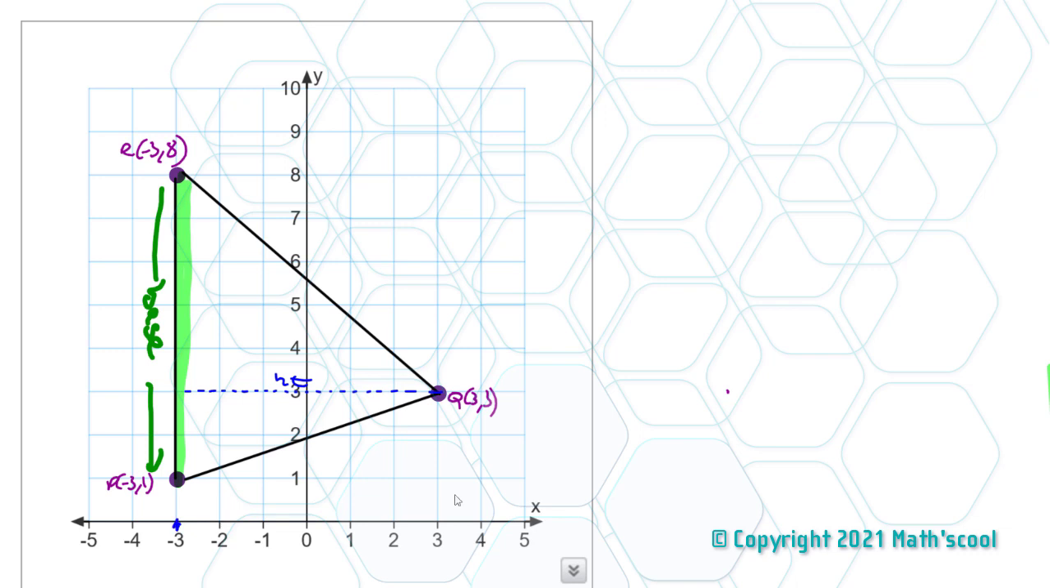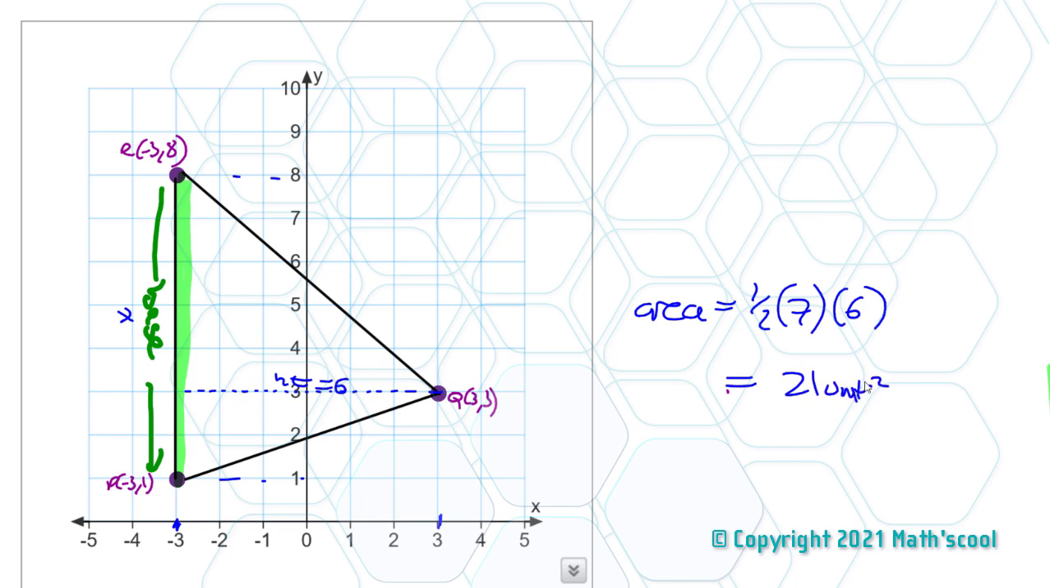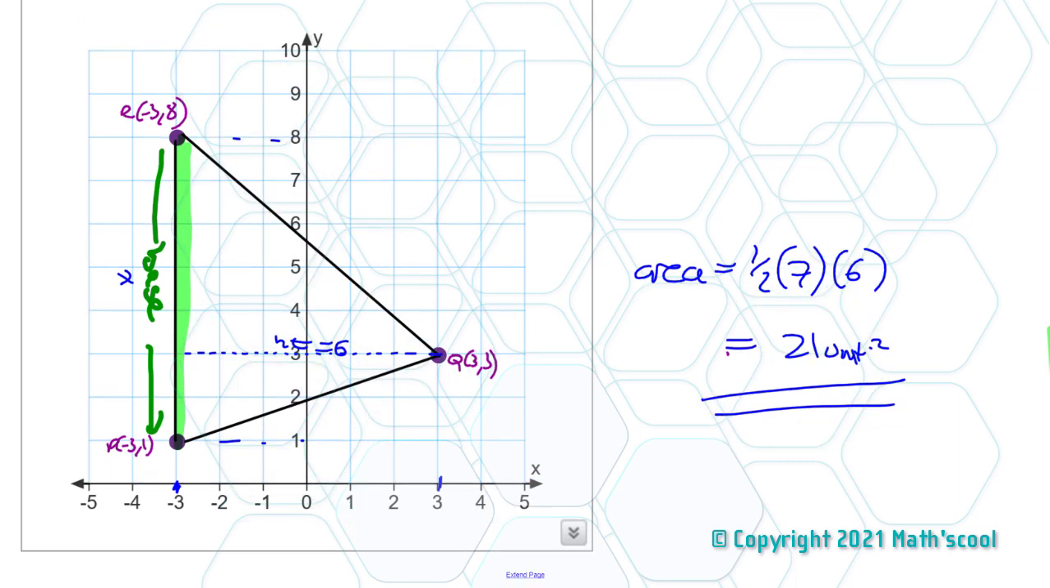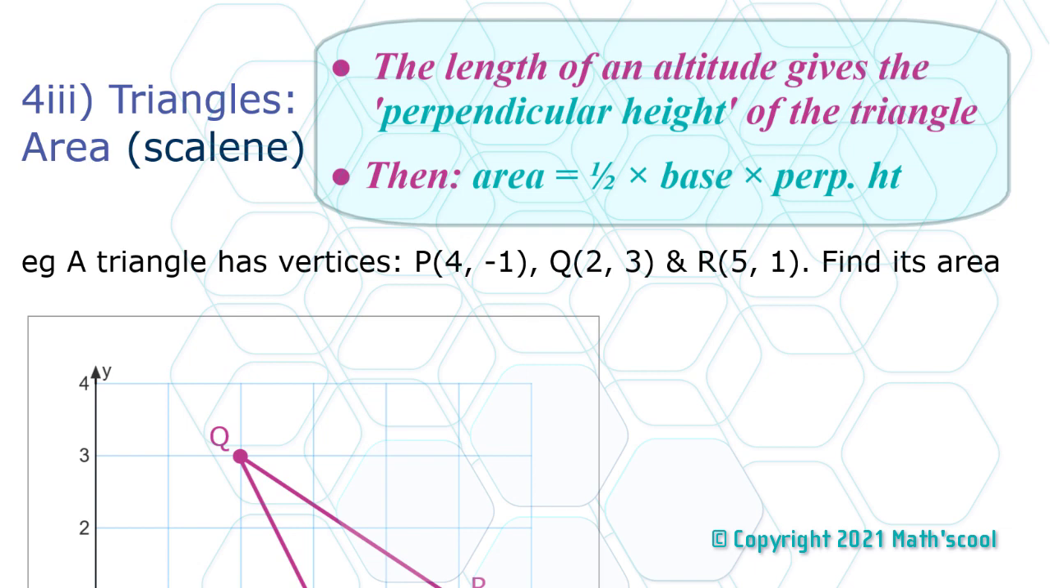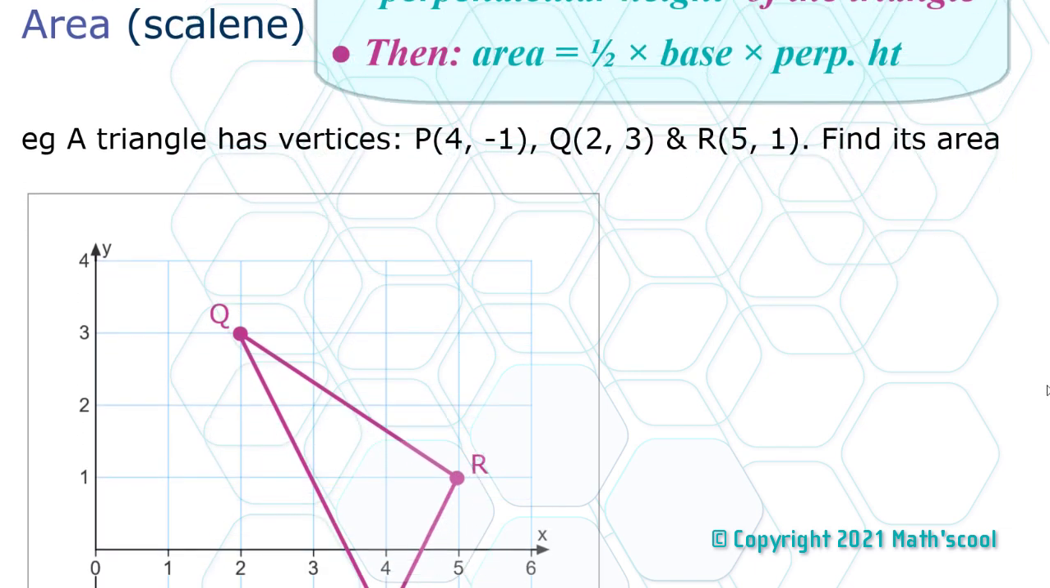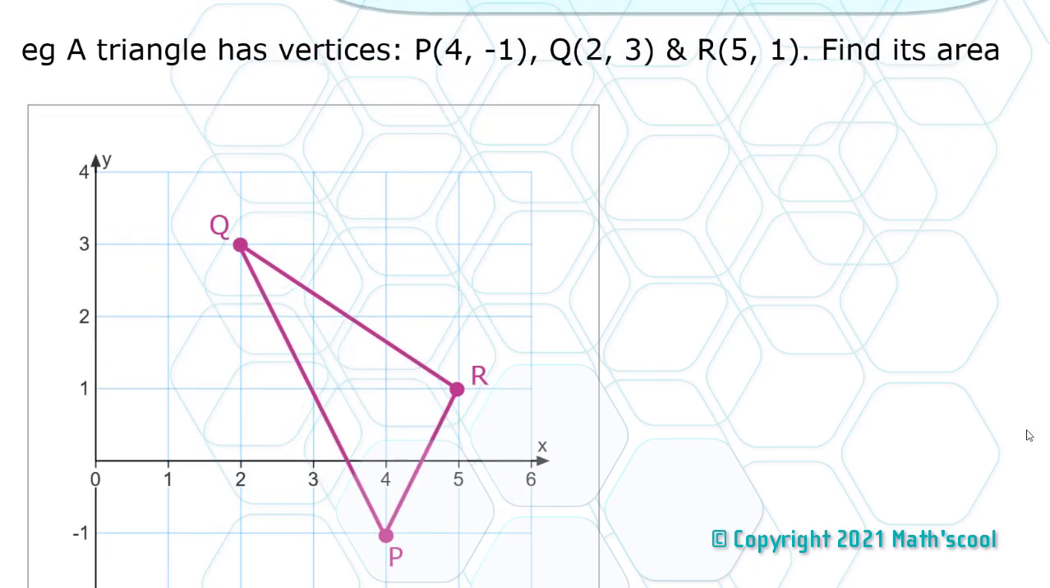And we can see that's from -3 to 3. So the height is going to be 6. And the base is from 1 up to 8. So the base is going to be 7. So the area is going to be a half times the base, which is 7, times the perpendicular height, which is 6, which is 21 units squared. That was particularly easy because one side was vertical. So right angled triangles, or if one side is vertical or horizontal, or isosceles triangles, are going to be very easy to find the area.